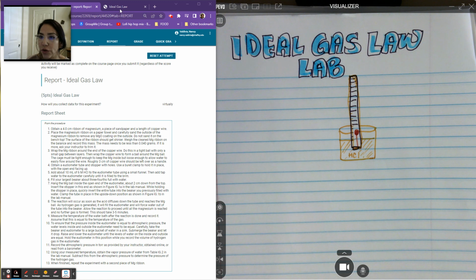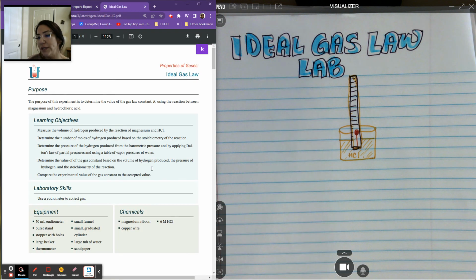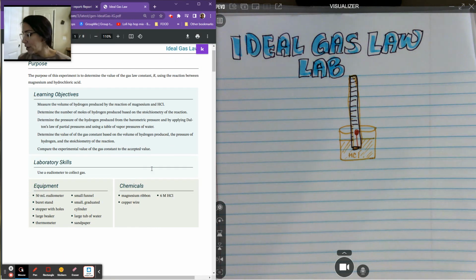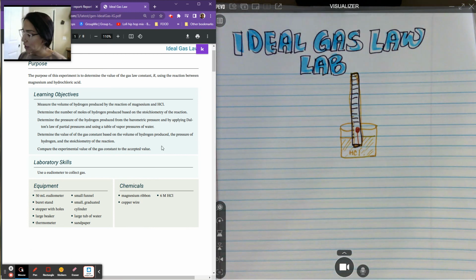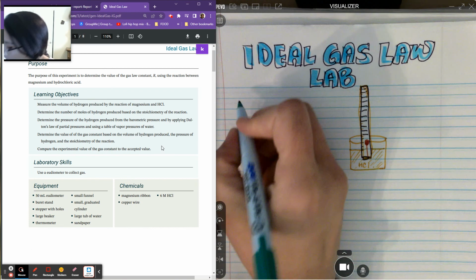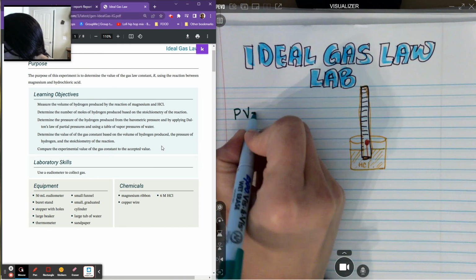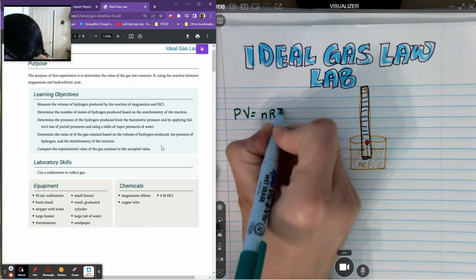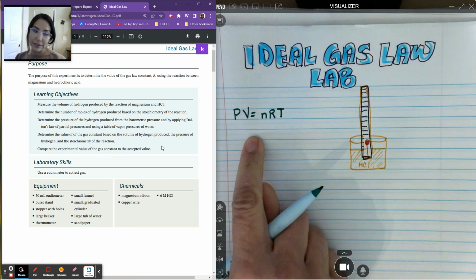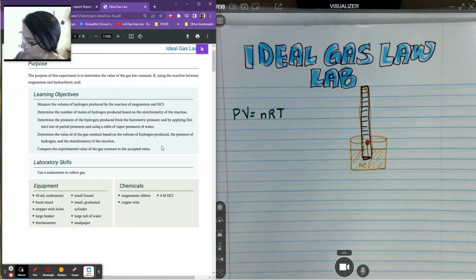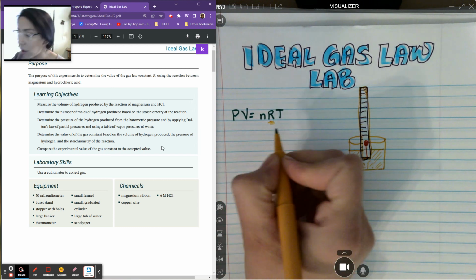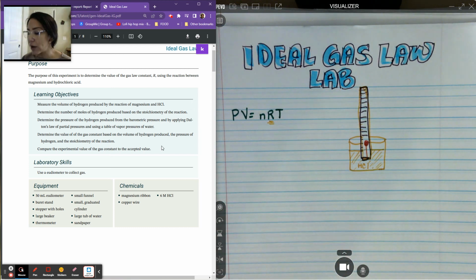Now when we go over the ideal gas law, there's a couple things that we must remember. And the first thing is the equation PV is equal to nRT. So let's go ahead and write that down. PV is equal to nRT. So this is the ideal gas law. And what we're going to be focusing and studying on is our R constant. How did we obtain that R constant throughout, right, in the ideal gas law?